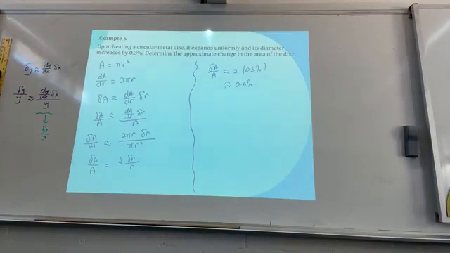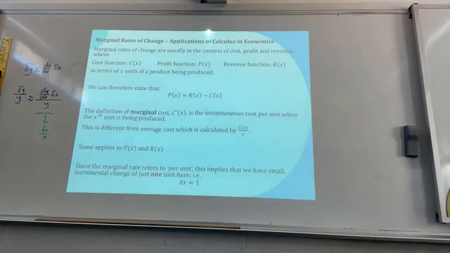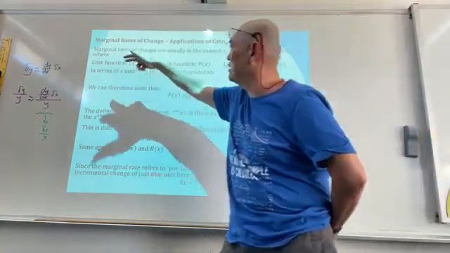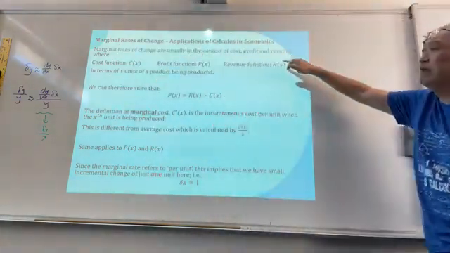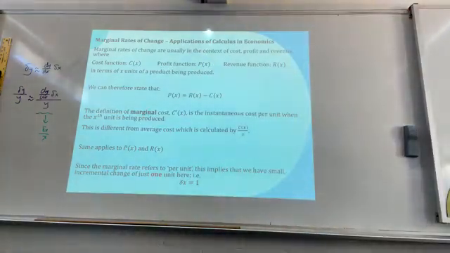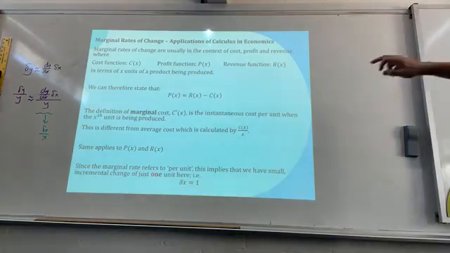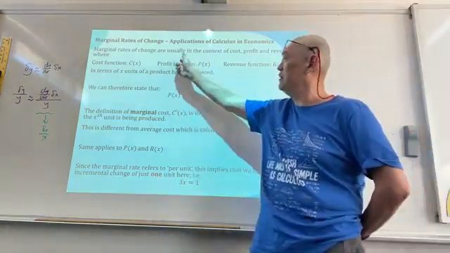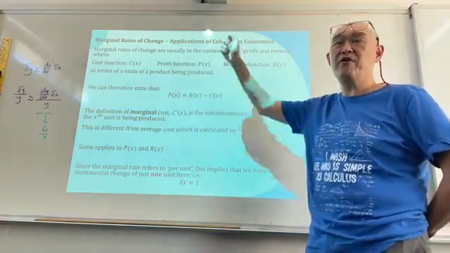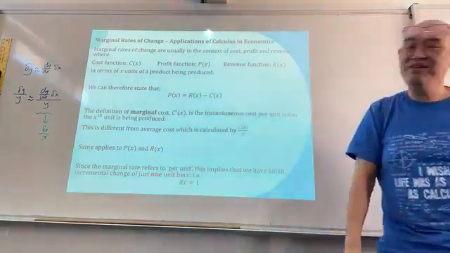Now, the next bit, we're going to talk about marginal rate of change. You need to know that when we look at calculus in economics, we can think about the cost function, the profit function, and the revenue function in terms of X units of a product being produced. All right? This is important. This is not given to you, but you're expected to know that the profit is the revenue take away cost. You remember from many years ago, profit is revenue take away cost.